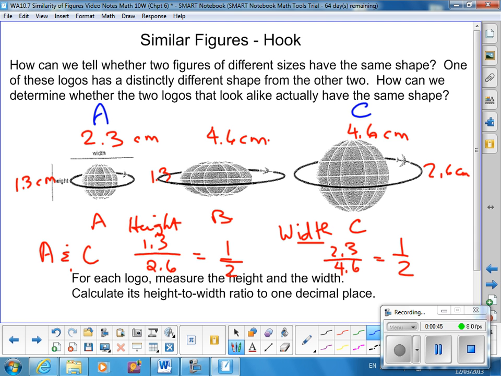So we're going to take the height of 1.3, divided by the height of the C, which is 2.6. And then that's going to compare the height of both. So the scale factor is 1/2, or the ratio of the dimensions is 1/2. We're going to compare the widths with 2.3 over 4.6, which is also 1/2. So if you calculate the ratios and they are the same, then you can prove that these two shapes are similar.